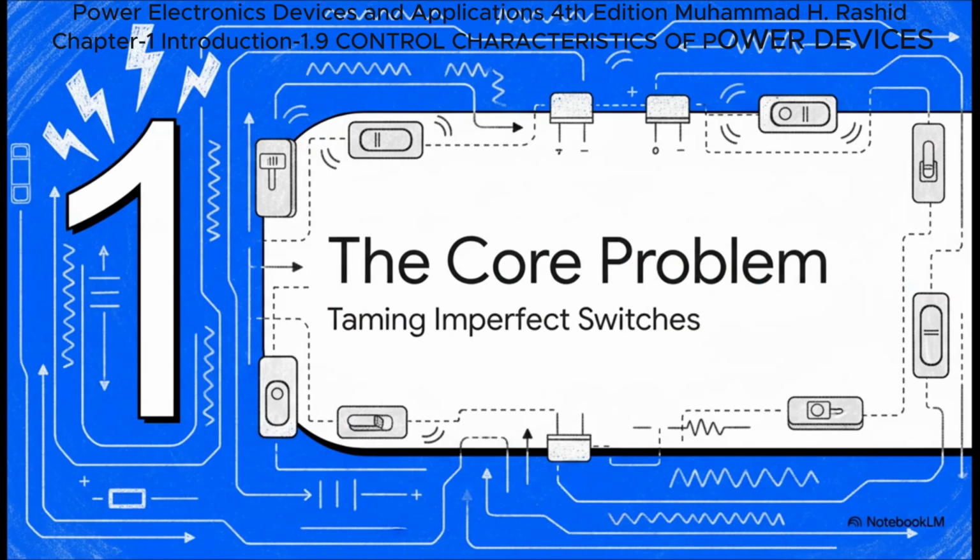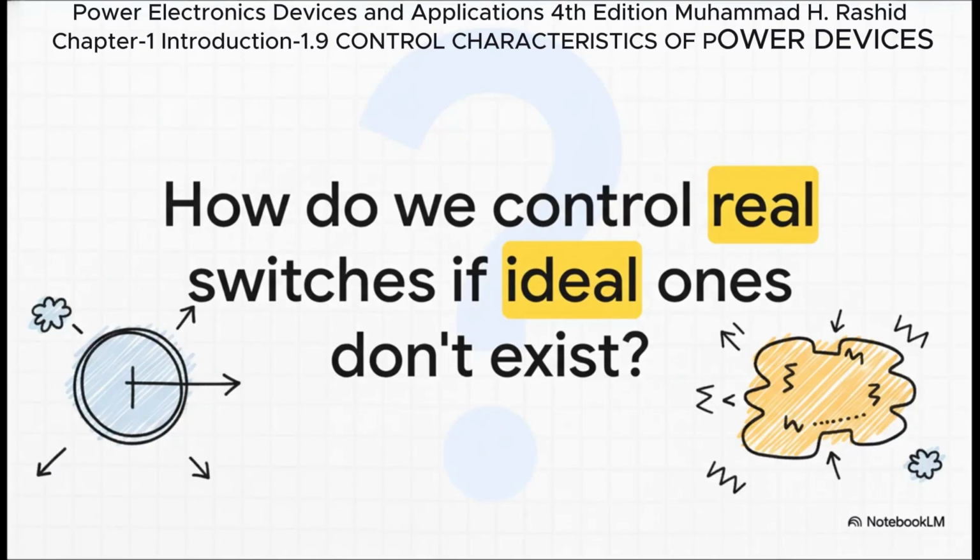So, first things first. You've got to understand that at their core, these power semiconductor devices, they're really just incredibly fancy switches. That's it. Their entire job is to turn on and off, over and over. We're talking thousands, sometimes millions of times a second, all to precisely shape and control the flow of electrical power. And that really brings us to the central question, doesn't it?